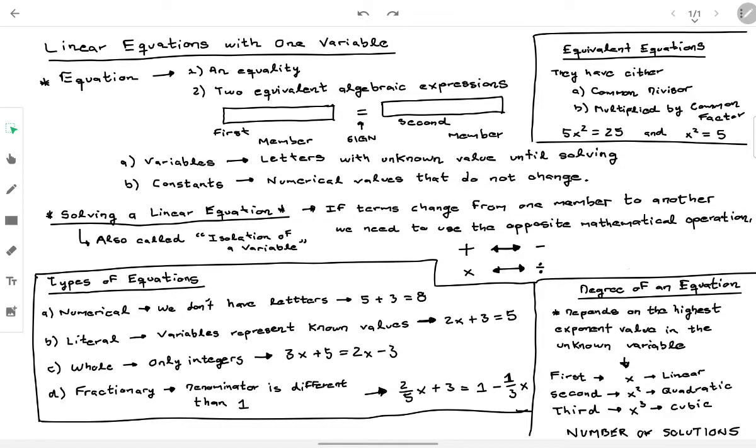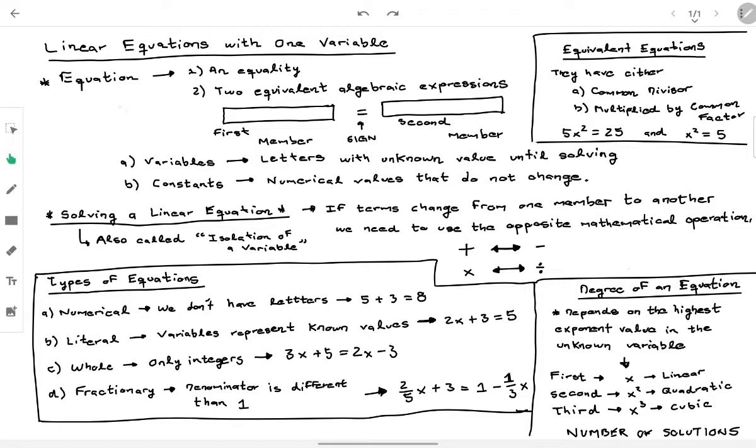So let's see. Today's topic, we will start to see what it's called linear equations with one variable. In this case, we will see first all the theoretical stuff about linear equations, also about equations, because it's the first equation we are going to see on this topic. So let's see. First, we need to know what is an equation.